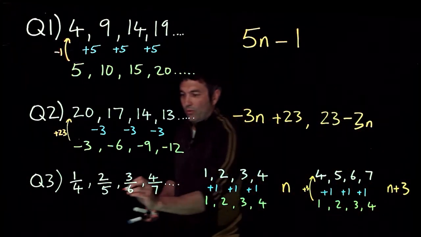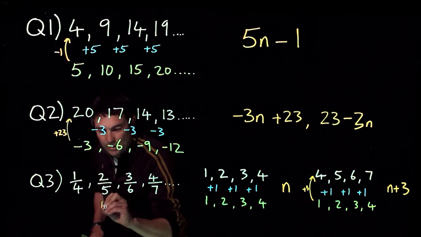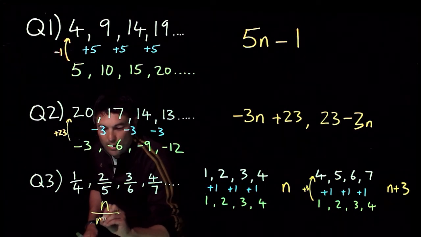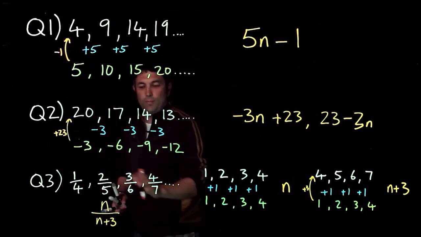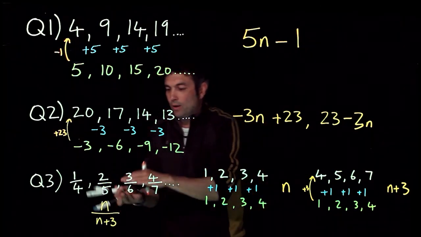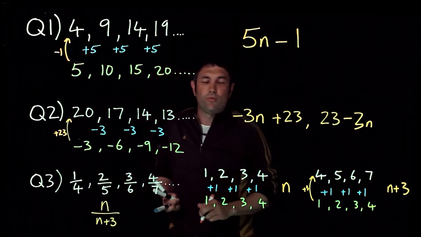And our nth term, I'll write it down here, it's the only place I've got a bit of space left. n goes on the top, n plus 3 down the bottom. Fractions, just look at them separately. Don't let them scare you off.